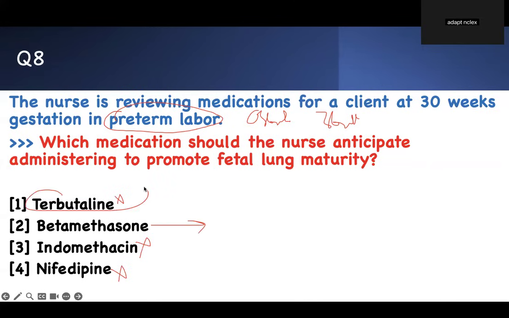I put it here so that you can know these are medications we can use for preterm labor. Calcium channel blocker, NSAIDs, and then beta agonist, terbutaline. So betamethasone is a steroid that we'll use to improve your lung function in the baby.